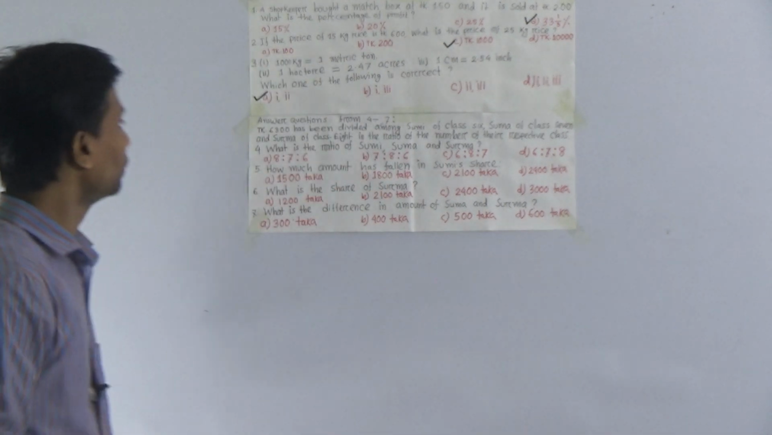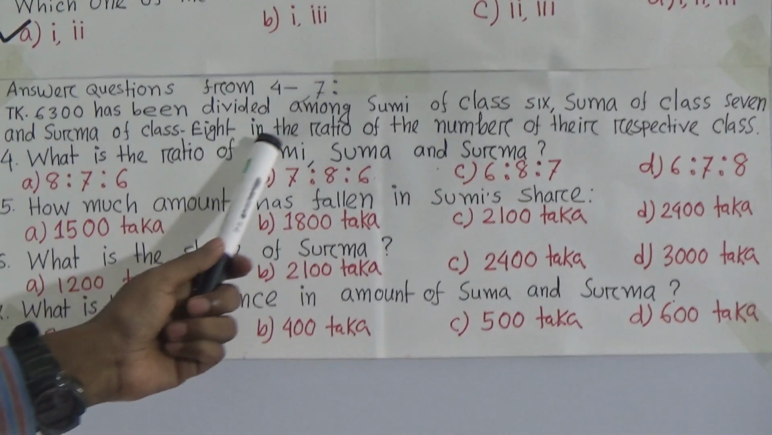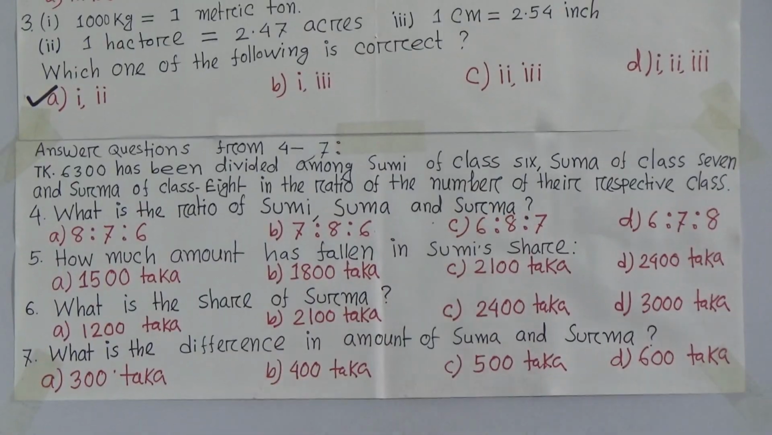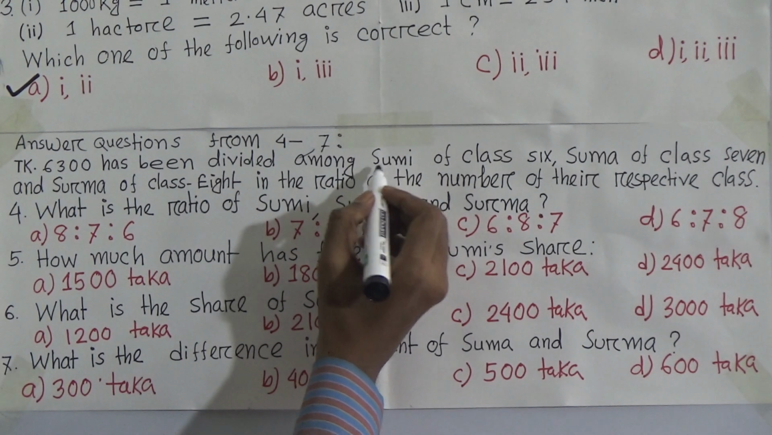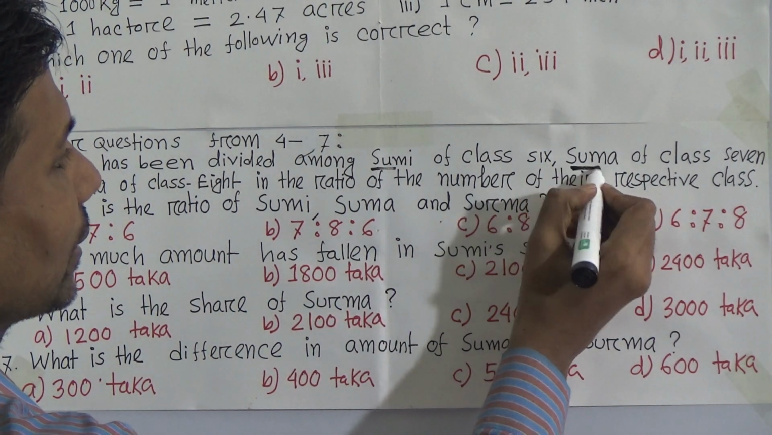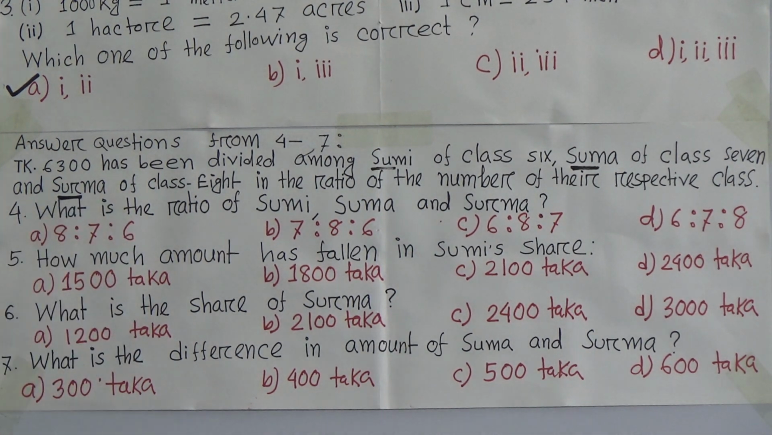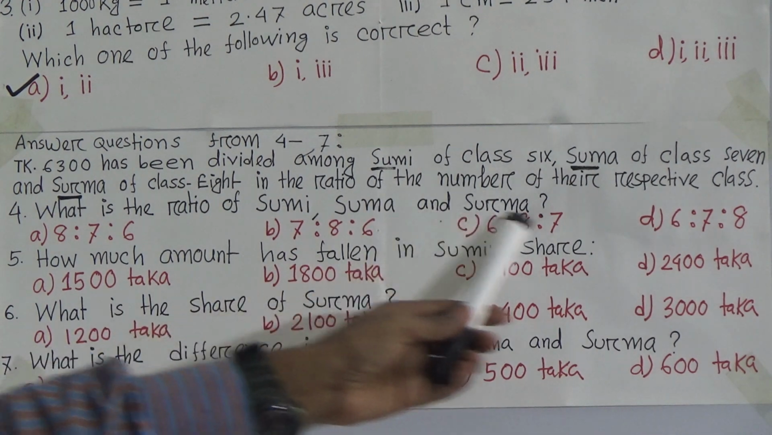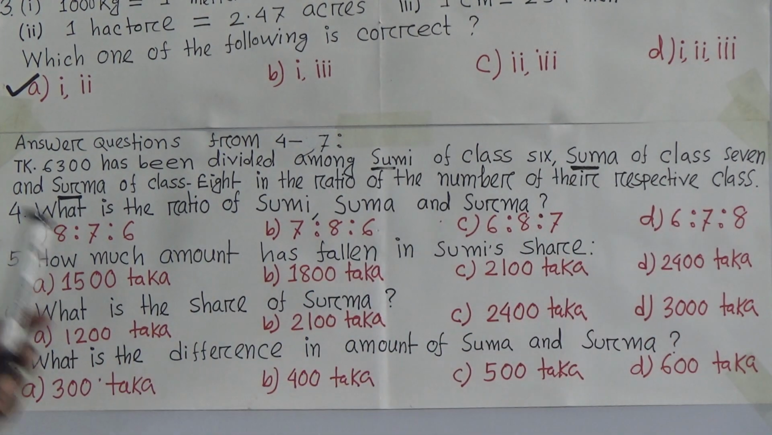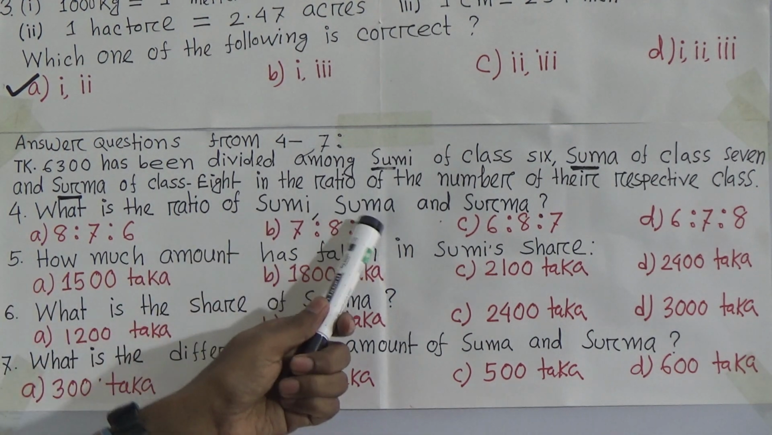Okay, dear student, look, Taka 6,300 has been divided among Shumi of class 6, Shuma of class 7 and Shurma of class 8, in the ratio of the number of their respective classes. Question number 4: what is the ratio of Shumi, Shuma and Shurma?